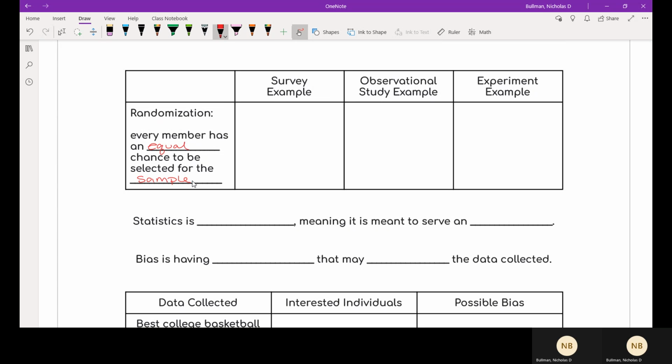Now we have to see an example or understand an example for each of our three methods. So randomization in a survey could be employees are chosen for a survey by their names being drawn out of a hat.